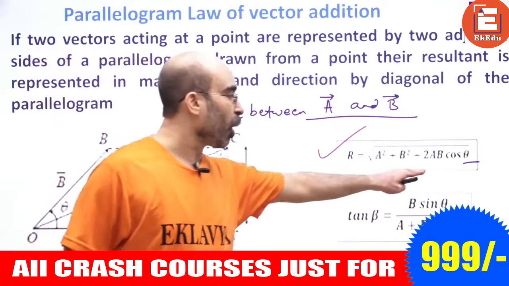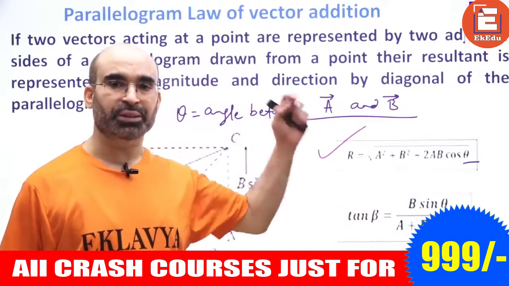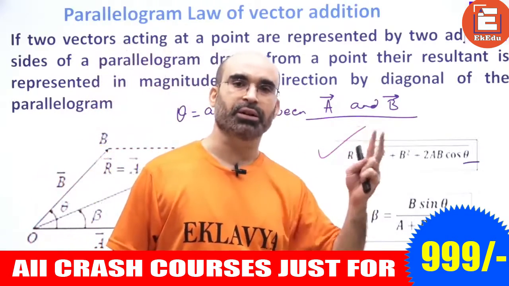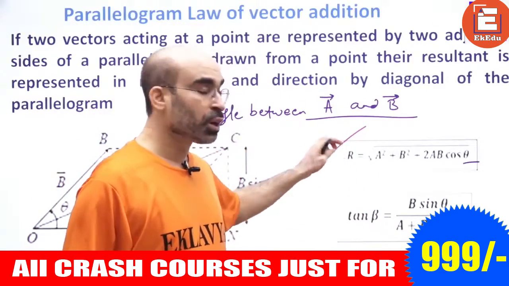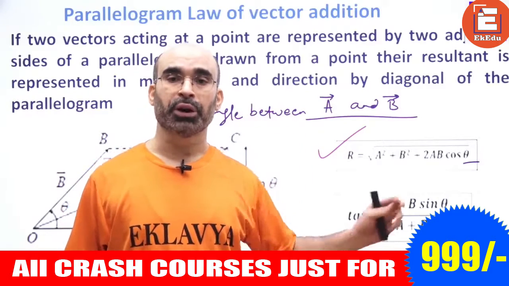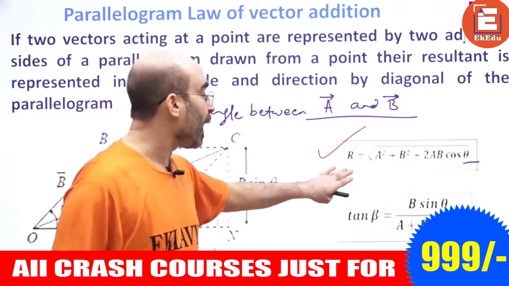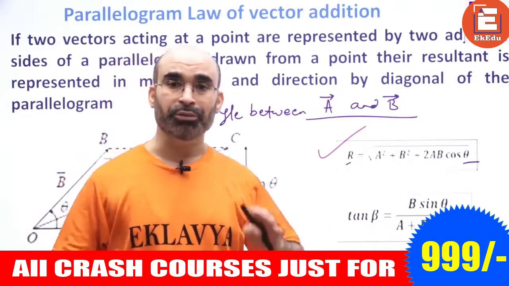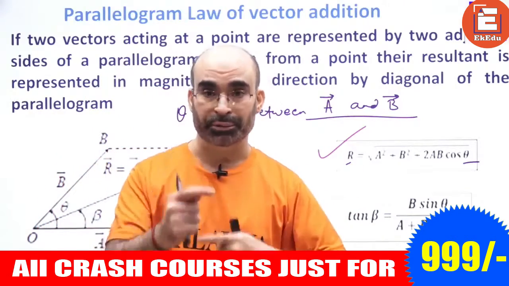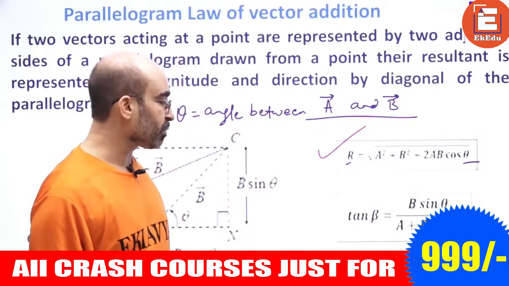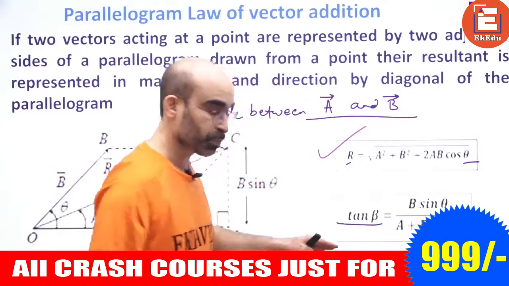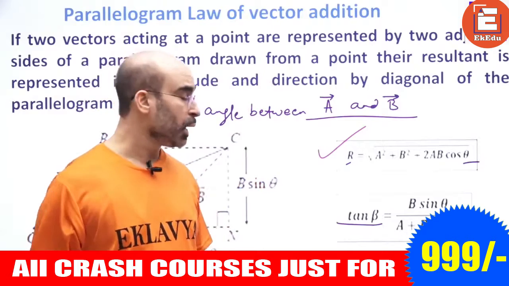Based on the value of theta, the angle between two vectors, you will get a different value of the magnitude of the resultant vector. So R is the magnitude of the resultant vector. Okay, so this we have done, and this is the direction. How to get this direction?